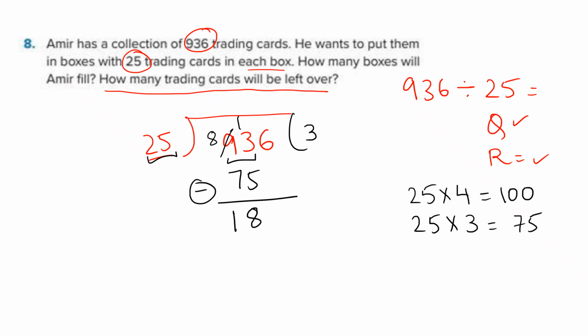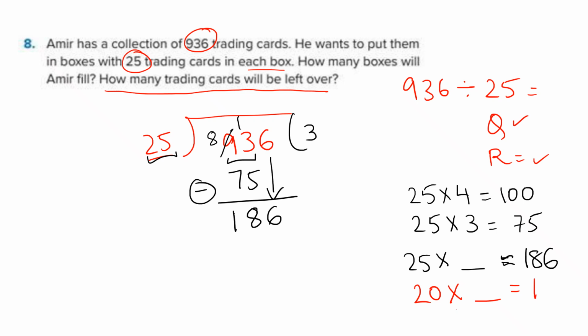Now 18 is less than 25, so I need to copy the next number, 6. Now comes the tricky part. What should I multiply with 25? Which number will come here? That will be very close to 186. Okay, so I'm going to use a trick to make it easy. I know 20 is an easier number than 25. So what should I multiply with 20 to get, say, 180? Definitely it is number 9.